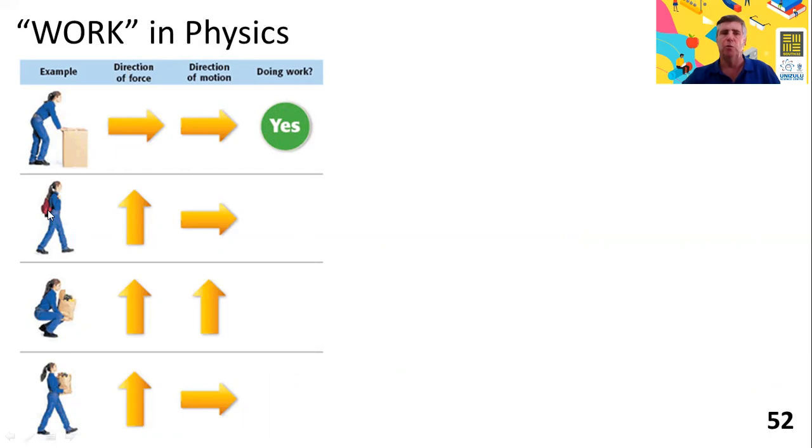Take an example: a girl walks with a backpack at a constant velocity. She obviously has to provide an upward force to hold the backpack up. Is she doing work on the backpack? No, because the direction of motion is at 90 degrees to the direction of force. Thirdly, a girl picks up a bag of groceries. Is she doing work? Yes, because the direction of the force and the direction of the motion are the same. And fourthly, similar to the second one, a girl walks forward holding a bag of groceries. She's not doing work on the bag of groceries because the direction of motion is at 90 degrees to the direction of the force she applies on the bag.